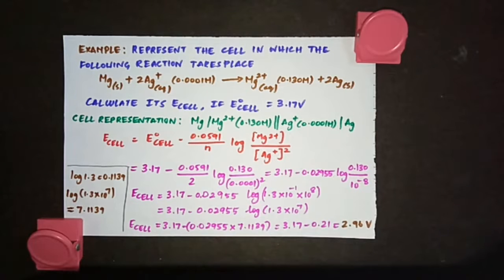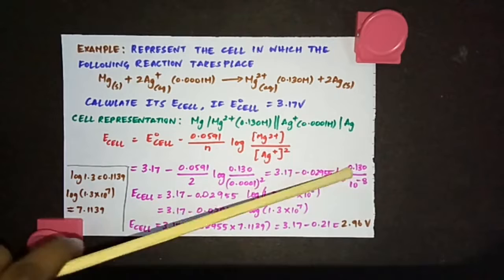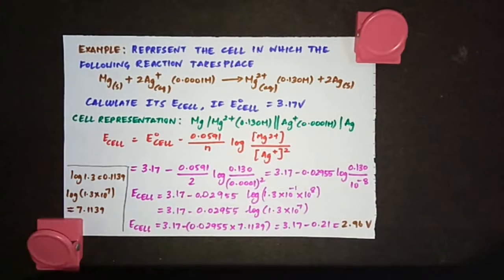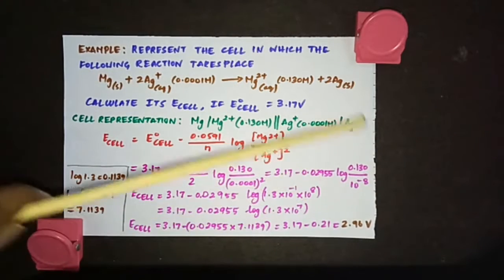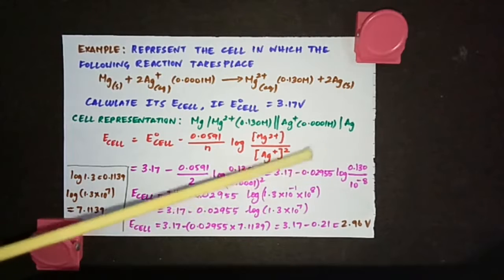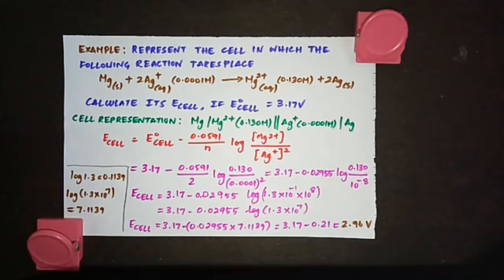Please do it step by step. Without doing this calculation, if you're subtracting and multiplying, you will get a wrong answer. So do the log part, multiply with this value, and then subtract the entire value from this E naught cell value. So this is how you have to find out the EMF of the cell using Nernst equation when the concentration of the ions is not 1 molar. So to calculate E cell using Nernst equation, we are using the E naught cell value, which we calculated using standard hydrogen electrode.